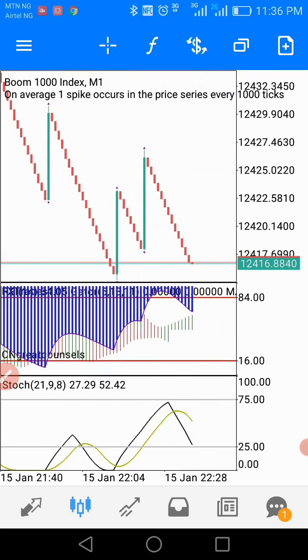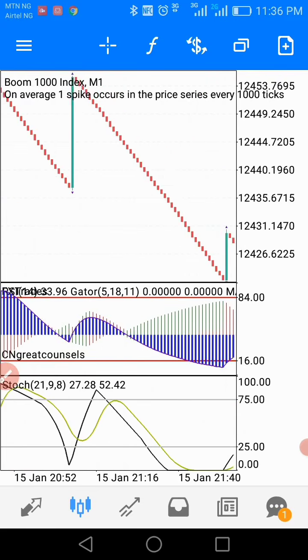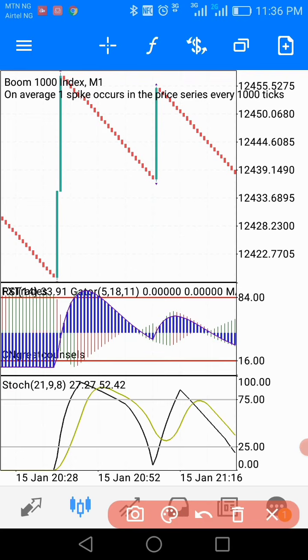Boom 1000. You have numerous entries. Look at this one, it was not met. Look at it. It was not met. There was a crossing here, but then the blending is not perfect, and it did not extend to the 84 level. Neither did it extend above it.